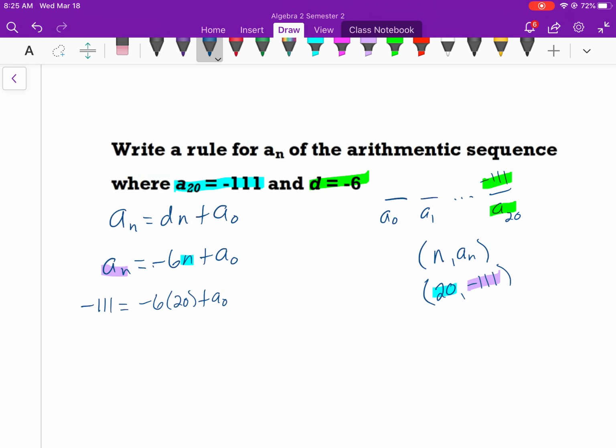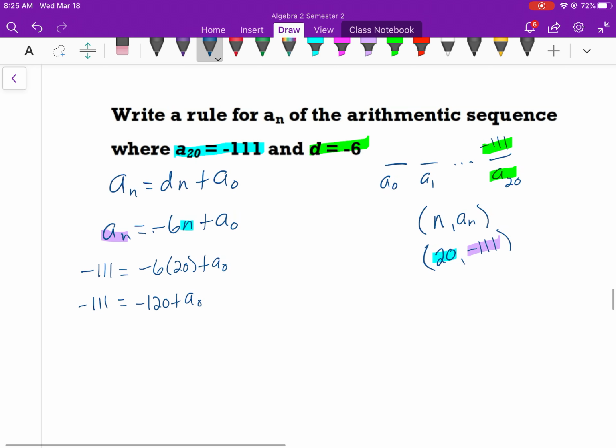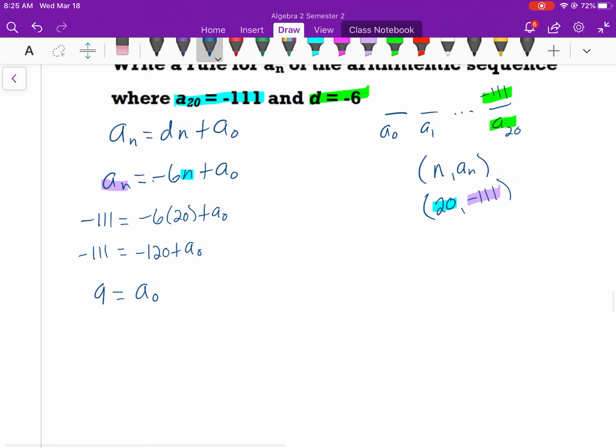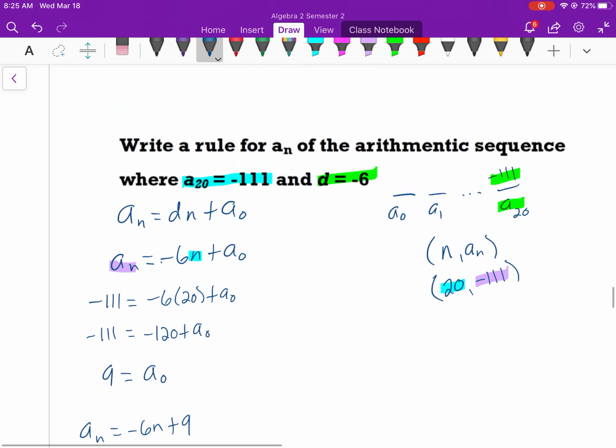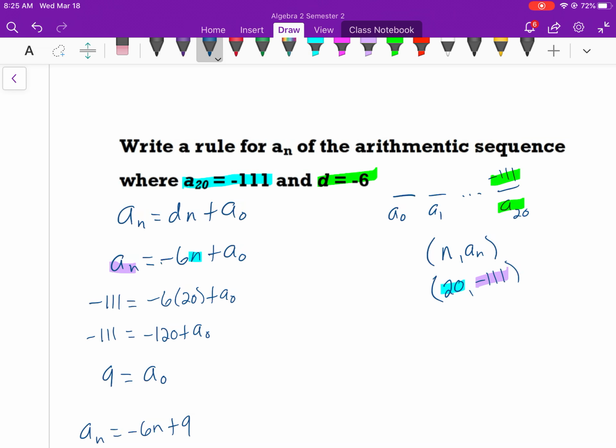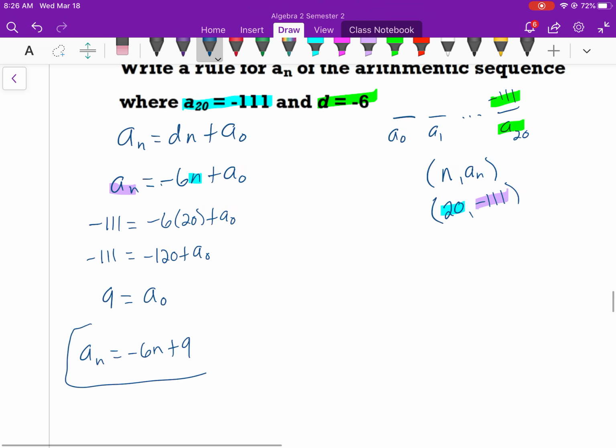The only thing that is left that is unknown is a sub 0. Negative 111 is equal to negative 120 plus a sub 0. Adding that 120 over, we end up getting 9 is equal to a sub 0. And then finally, just plugging that back in, we get a sub n is equal to negative 6n plus 9. And since our goal was to find the general rule, given that specific term and the common difference, we have it right there.